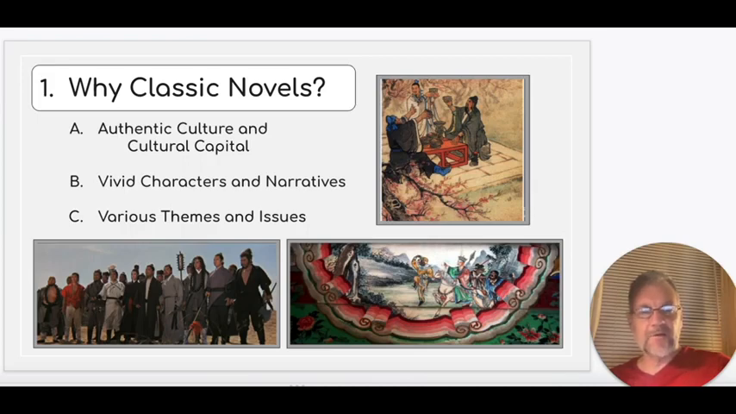If they're interested in adventure, you can use Outlaws or Romance of the Three Kingdoms, and if you're interested in intimate relations, you can use Dream of the Red Chamber. So they're quite adaptable, and you may want to change the aspects of culture that you're looking at.